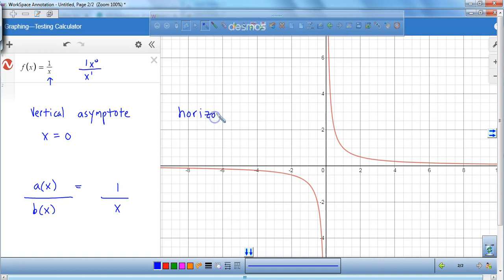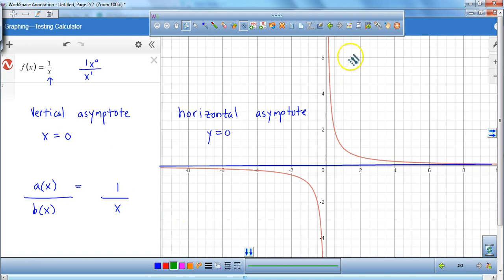So we have a horizontal asymptote at y equals 0. So here's my horizontal asymptote right here at y equals 0. Then we have a vertical asymptote that runs vertically straight up and down at x equals 0. And those are the boundaries in the graph that have to be kept in our rational function.